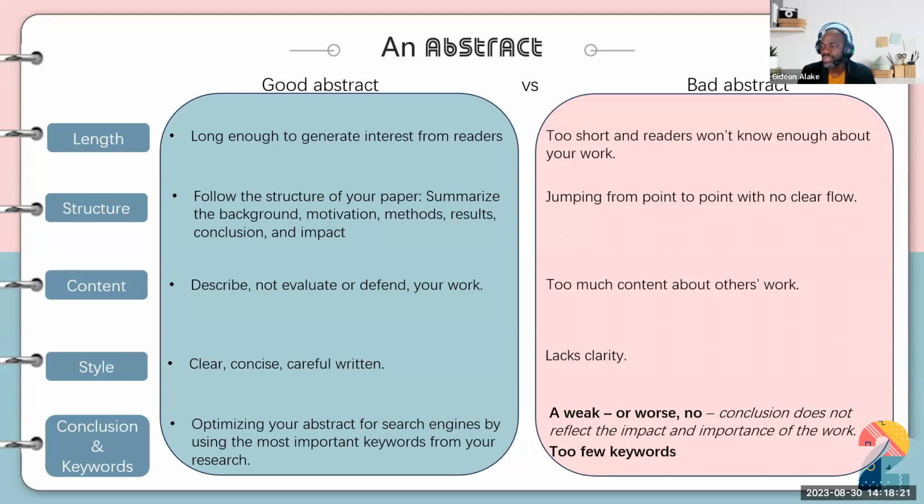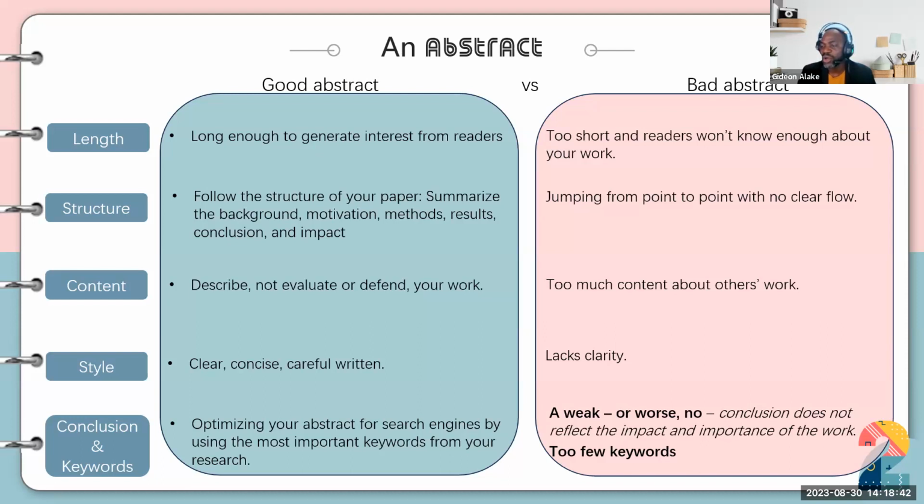And then you have the results, and then you have your conclusion as well as the impact of your work and how it benefits everyone. So that needs to be stated very clearly. However, for a bad abstract, you jump from one point to another with no clear flow. So that is important to note.